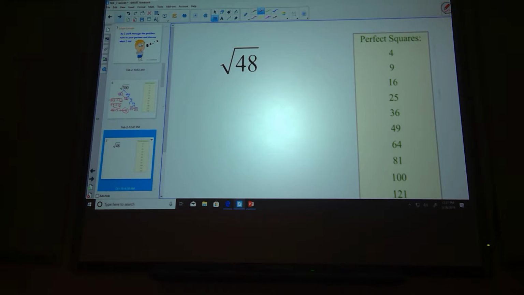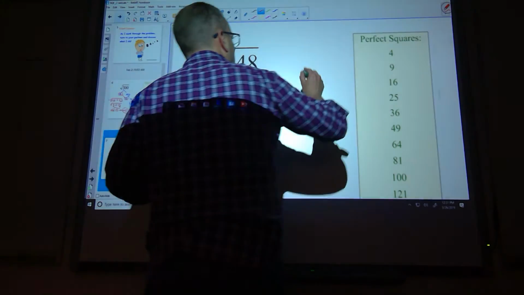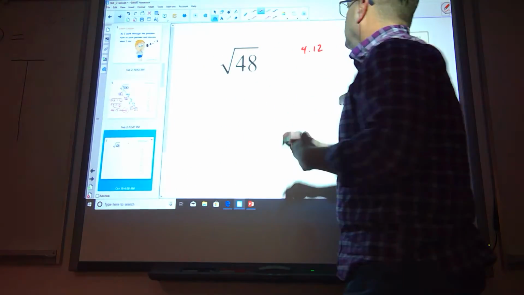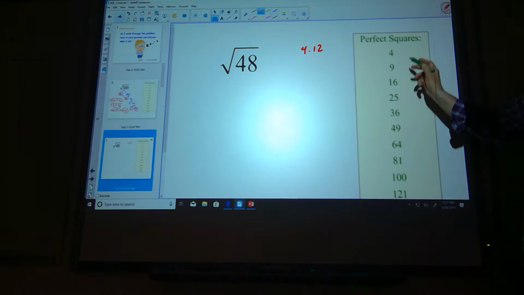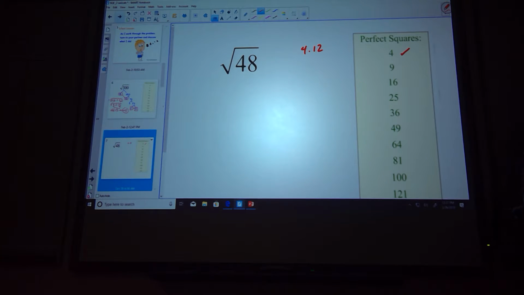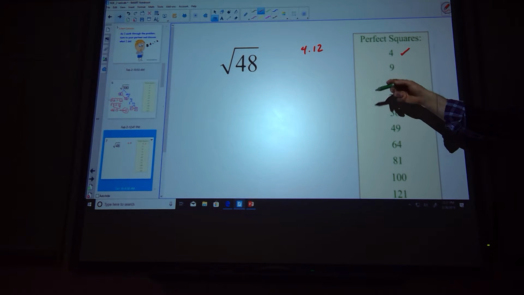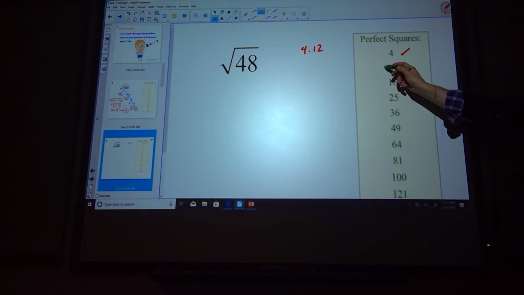Does 4 go into 48? What do you think? Yes, 4 times 12. That works. So I know that 4 is going to work with this. Let's try something bigger. Does 9 go into 48? I don't think so, because 9 times 5 is 45, so 9's not going to work.